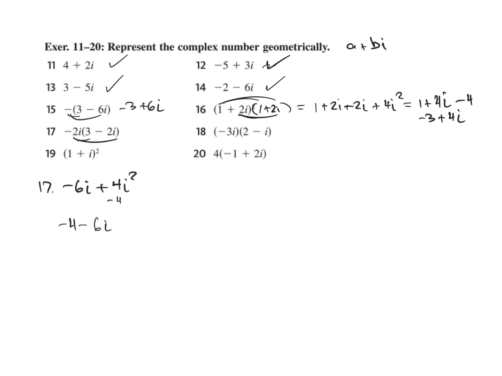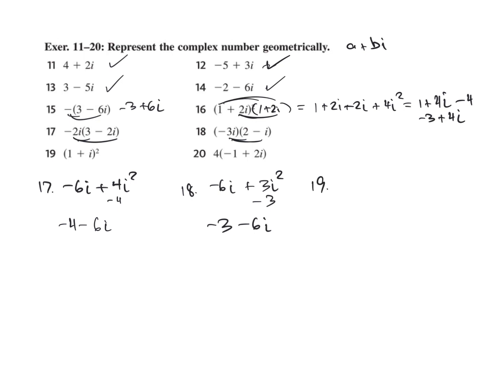And that would be the answer for 17. 18, distribute again. You get negative 6i plus 3i squared. I squared is negative 1, so that's minus 3. So negative 3 minus 6i.